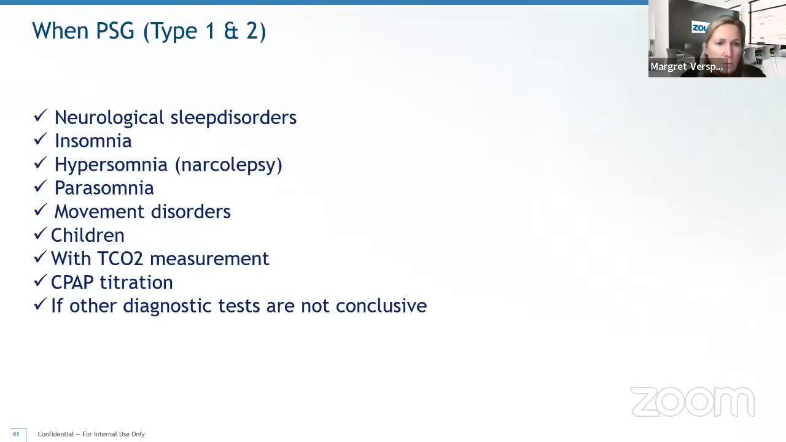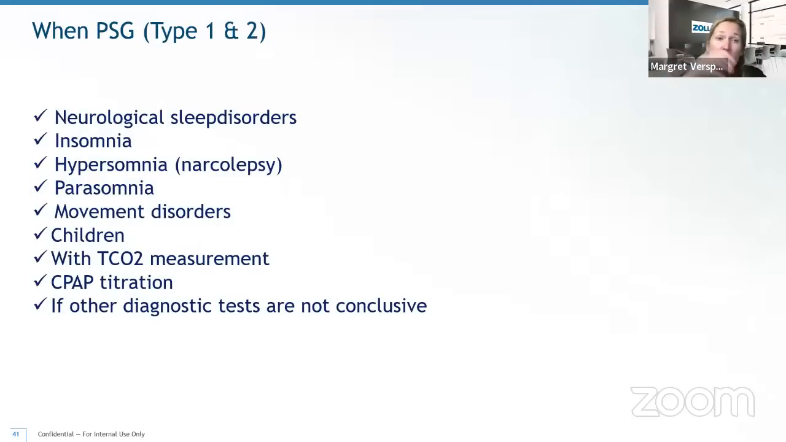Patients with insomnia, you can use it, but most of the time those patients don't sleep already when they are at home with no electrodes and with no sensor on the body. So it's very difficult for those patients to have a PSG, but sometimes you really want to look at the brain activity, what's really going on.